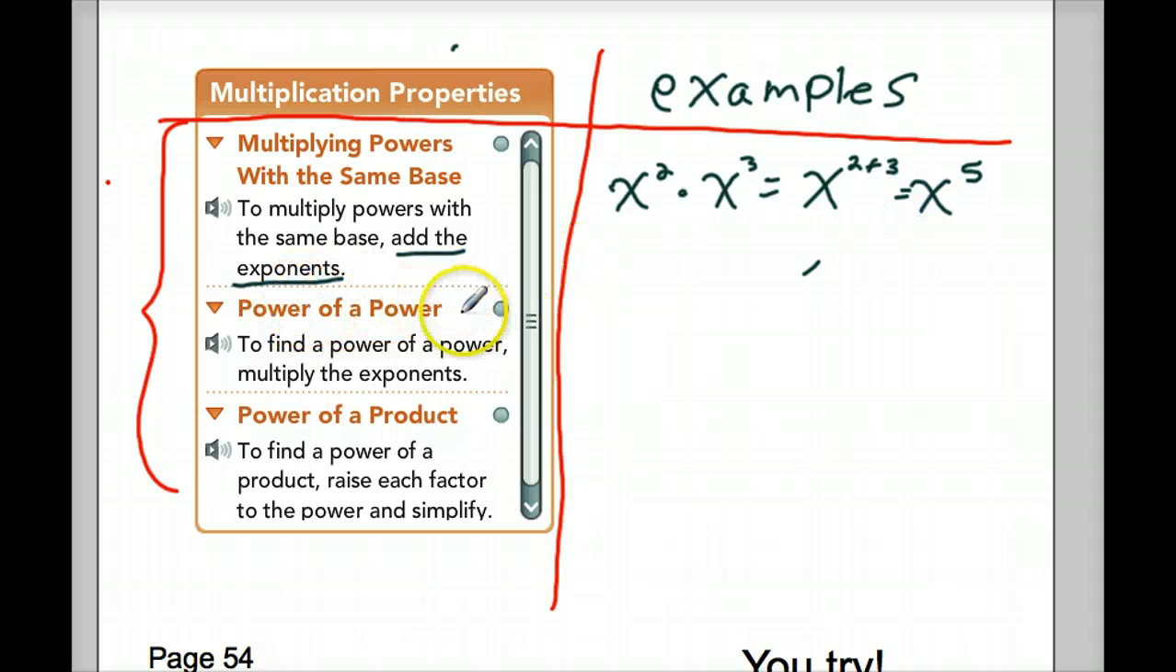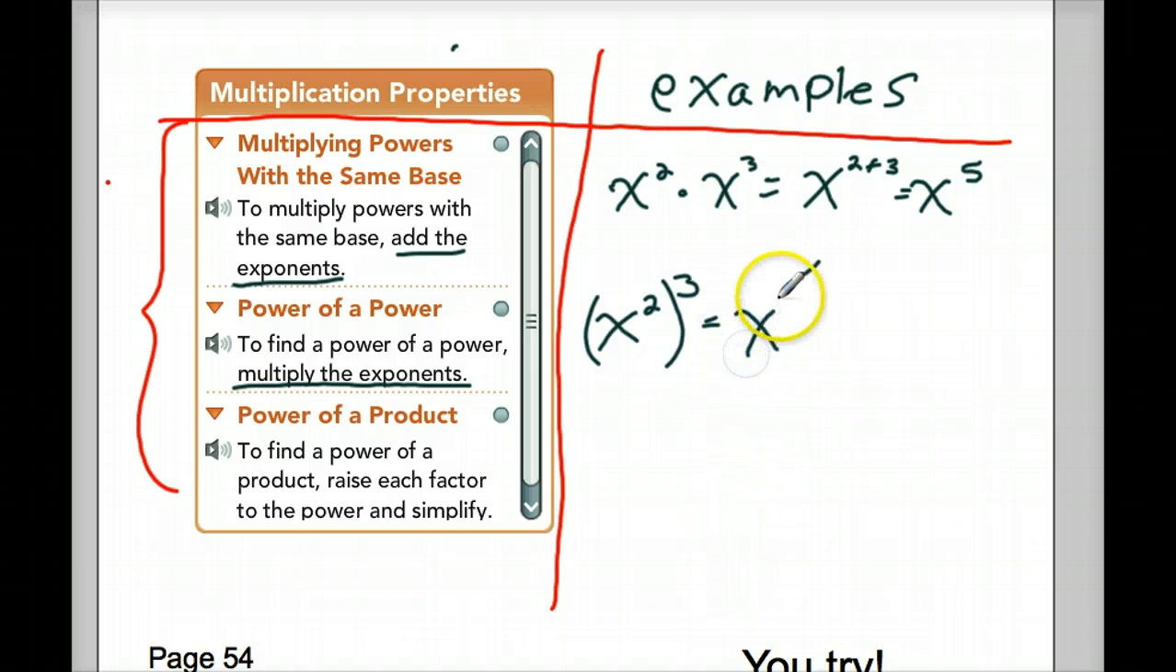Now we have power of a power. So that's when we multiply our exponents. And we've also seen this, and if you're trying to spot them out of a crowd, you see parentheses, and then you see the exponent outside of these parentheses. Now, when you see this, this means x to the second times 3, which gives you x to the sixth.